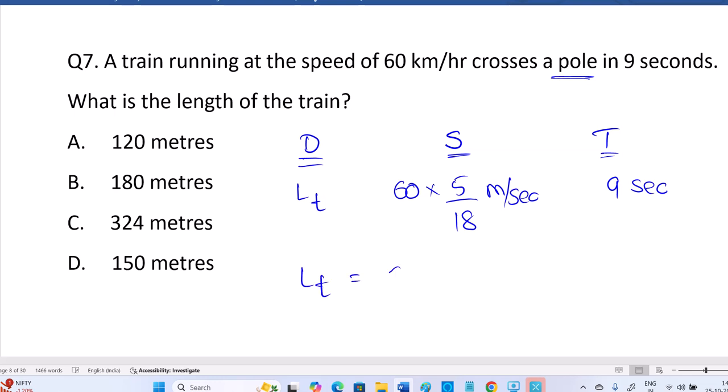Distance is speed into time. Speed is 60 into 5 by 18. Timing is 9. So the answer is 150 meters.